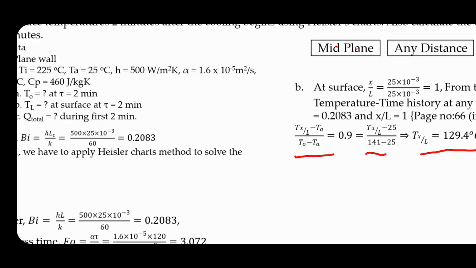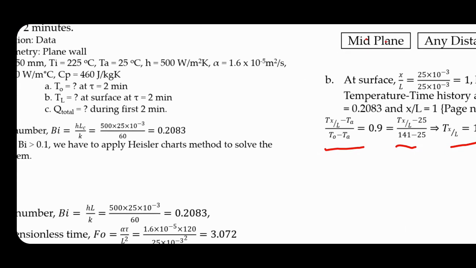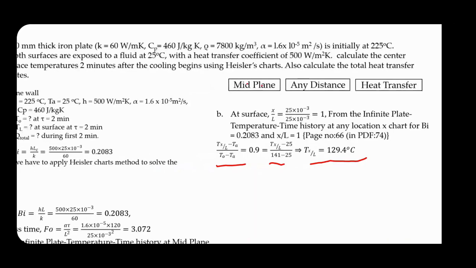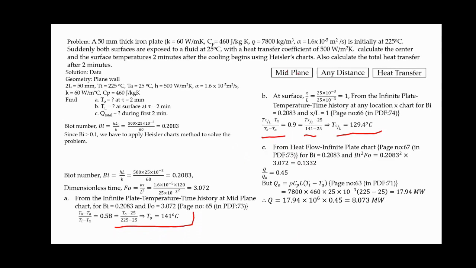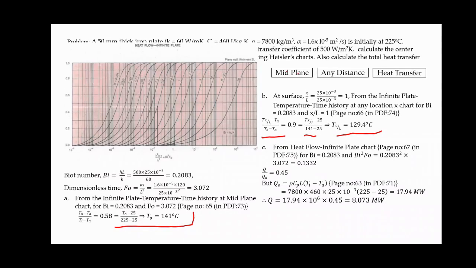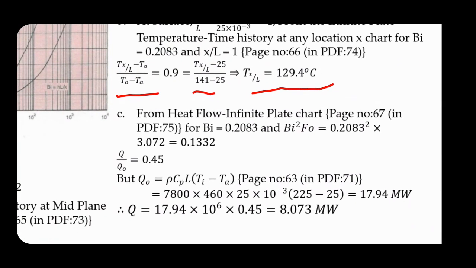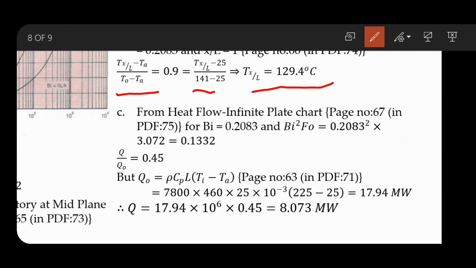Once we are done with this, now we need to find out Q, that is total heat transfer for the first 2 minutes. Again, for that what I will do is I need to go for the heat flow chart for the infinite plate. For that, first I need to find out Bi squared into Fo. Here the Biot number is 0.2083 and Fourier number is 3.072. So when I calculate Bi squared into Fo, I will get it as 0.1332.